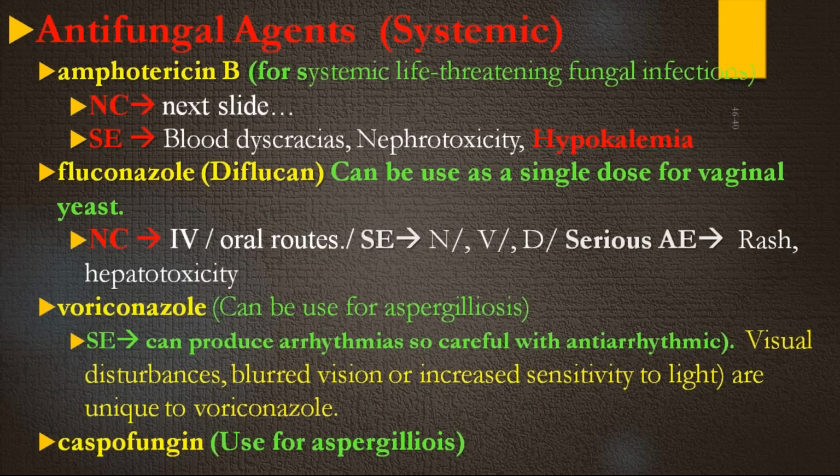Okay. All right, so let's go here. The main thing that we need to talk about is amphotericin. Amphotericin is a systemic antifungal. Okay, and we will see what the side effects of amphotericin are because it's always coming. Fluconazole can be used as a single dose for vaginal yeast. Voriconazole is used for aspergillosis, a fungus, and be careful with the arrhythmias. And caspofungin is for aspergillosis. Between voriconazole and caspofungin, the one that is more effective in aspergillosis is caspofungin.